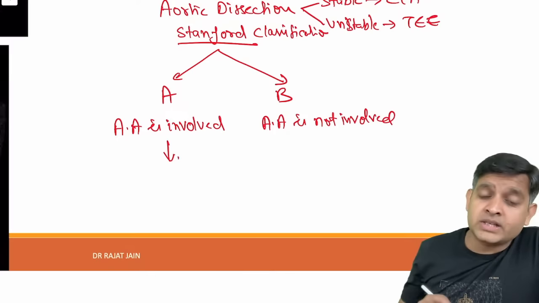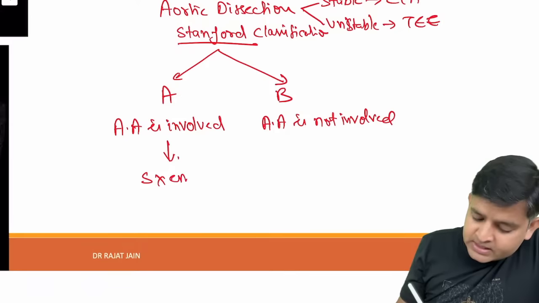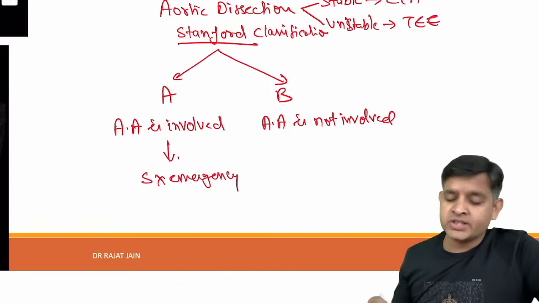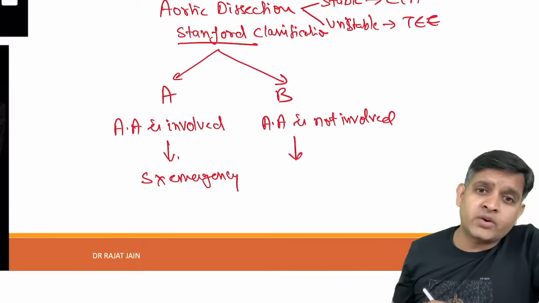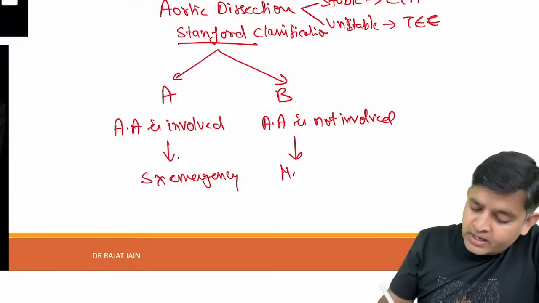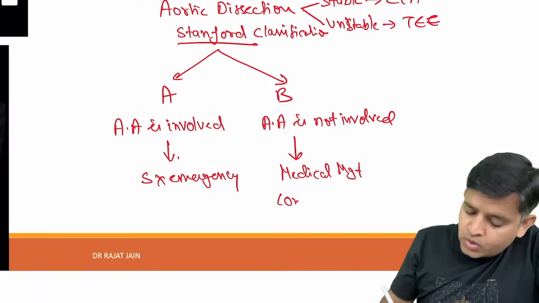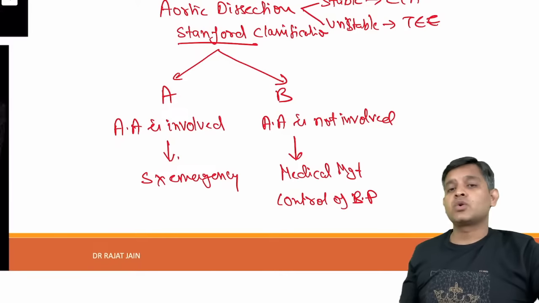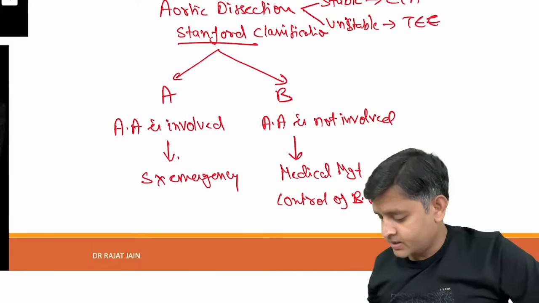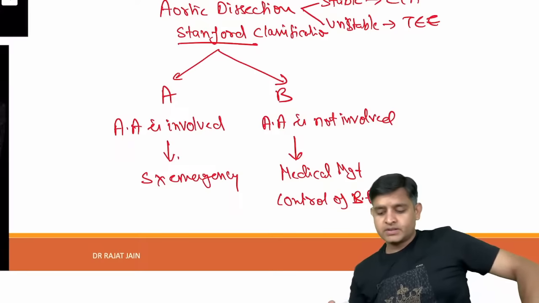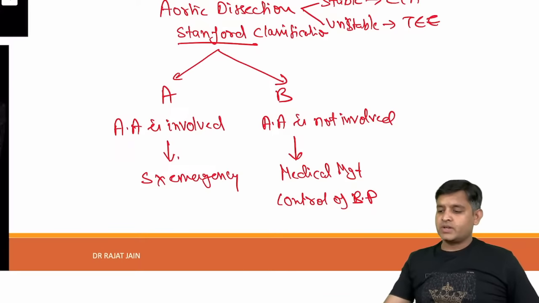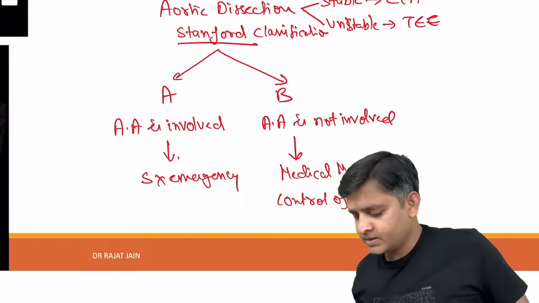If the ascending aorta is involved, it is a surgical emergency. The treatment is essentially surgical. If the ascending aorta is not involved, the treatment is medical management. Control of blood pressure is the treatment in this case.